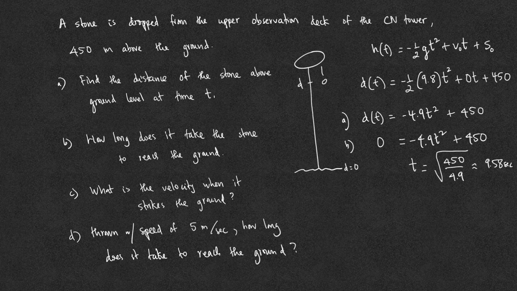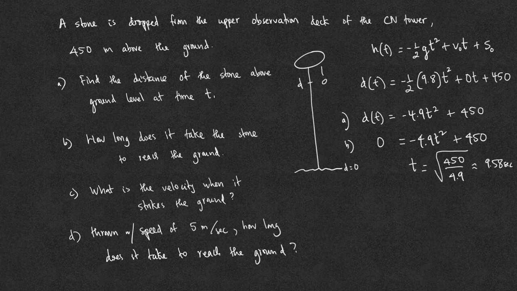When we take the square root, there's no need to use the negative because the moment we release the stone is when time is 0. So how long does it take the stone to reach the ground? About 9.5 seconds. With what velocity does it strike the ground?